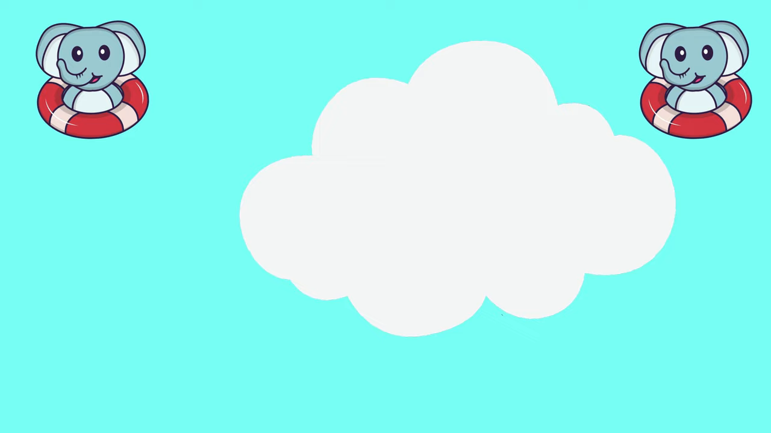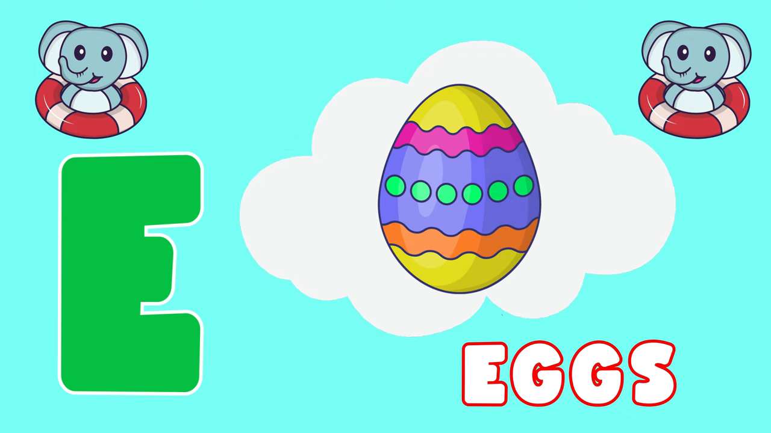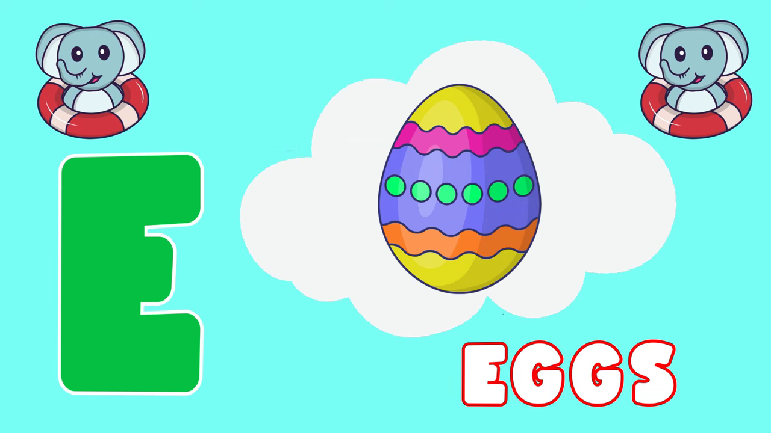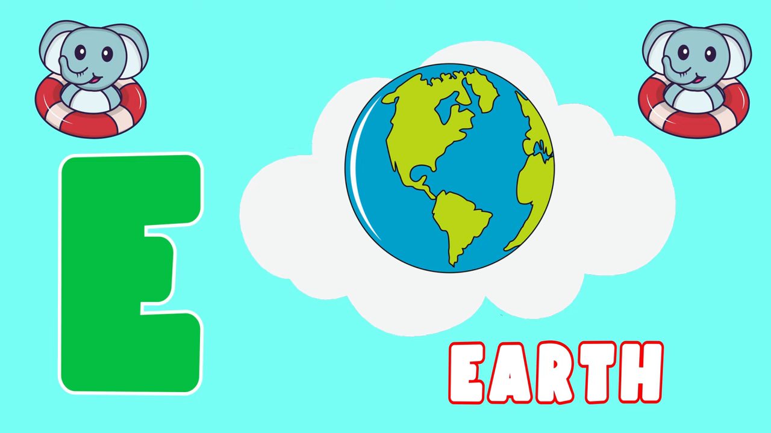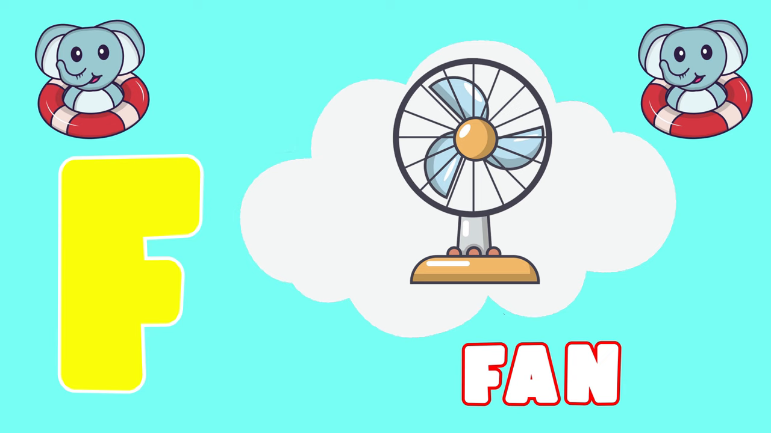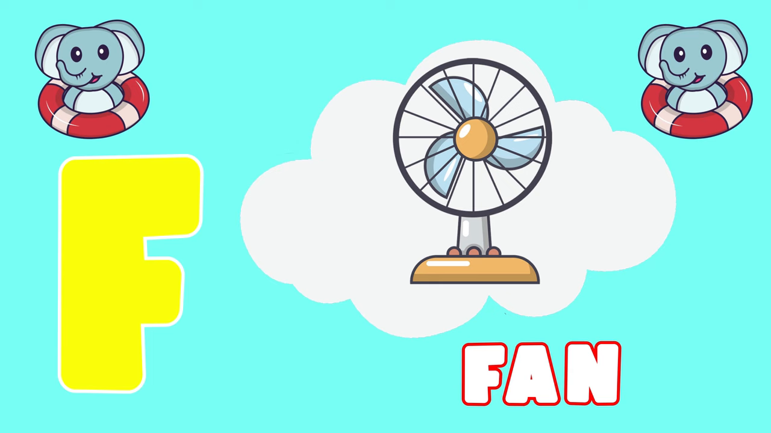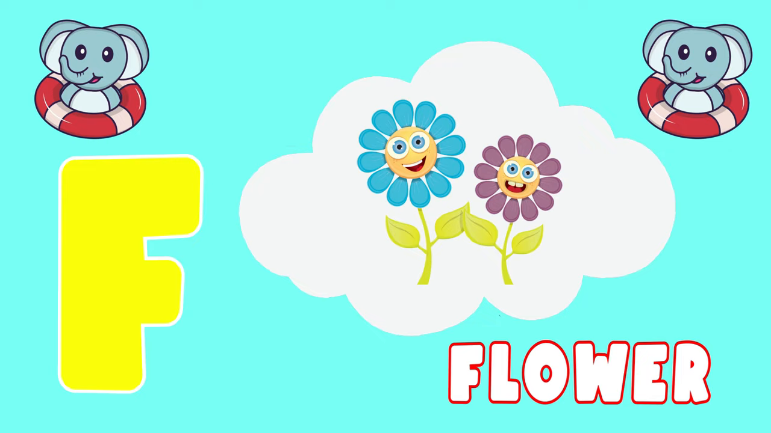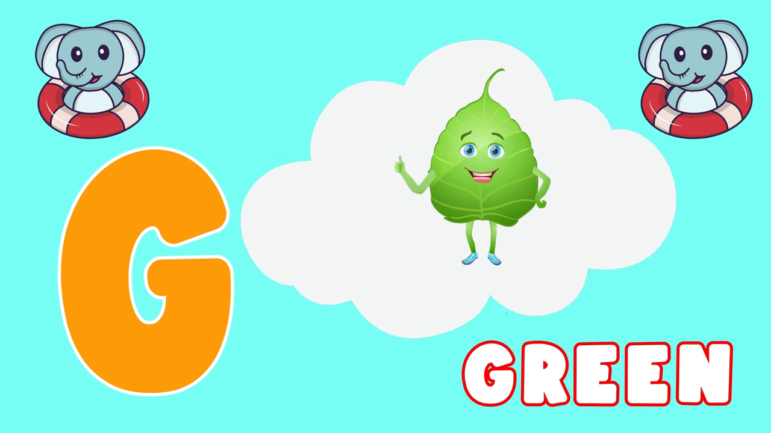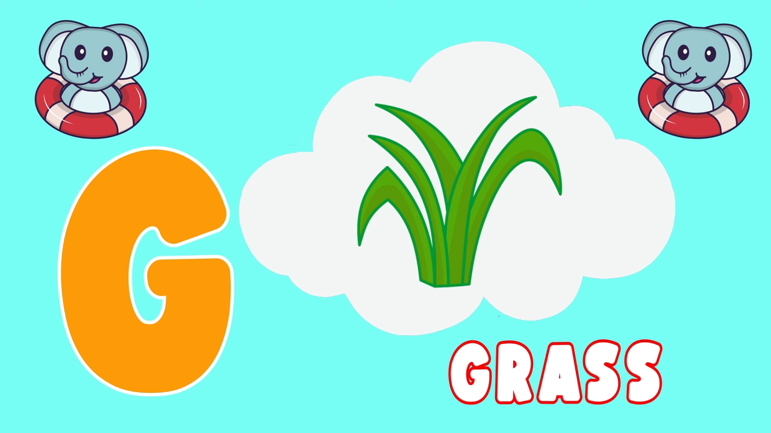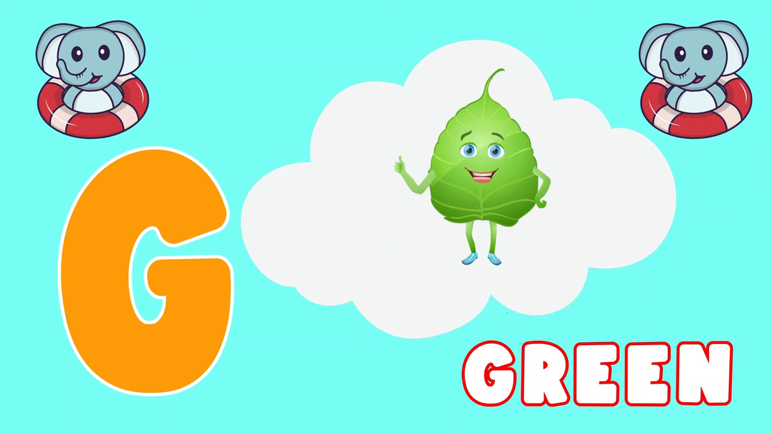E is for eggs. Eggs. E is for earth. Earth. F is for fan. Fan. F is for flower. Flower. G is for green. Green. G is for grass. Grass.